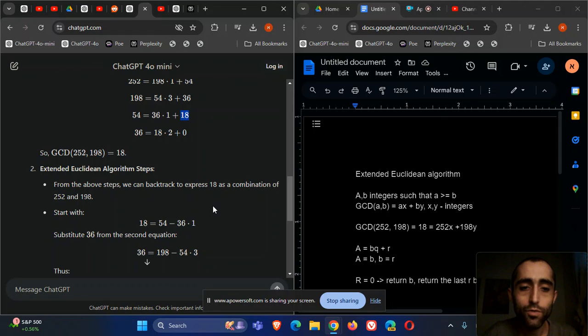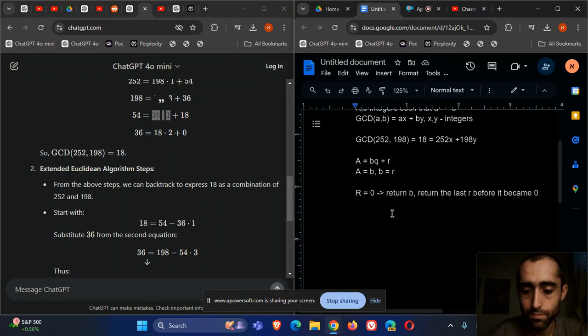Now we want to find what combination of these two numbers can give me the greatest common divisor of the two. So what we are doing is presenting this number here as a combination of other numbers from these equations. So we can take this equation and say that 18 equals 54 minus, take this to this side, right? I can say that 18 equals 54 minus 36 times 1.